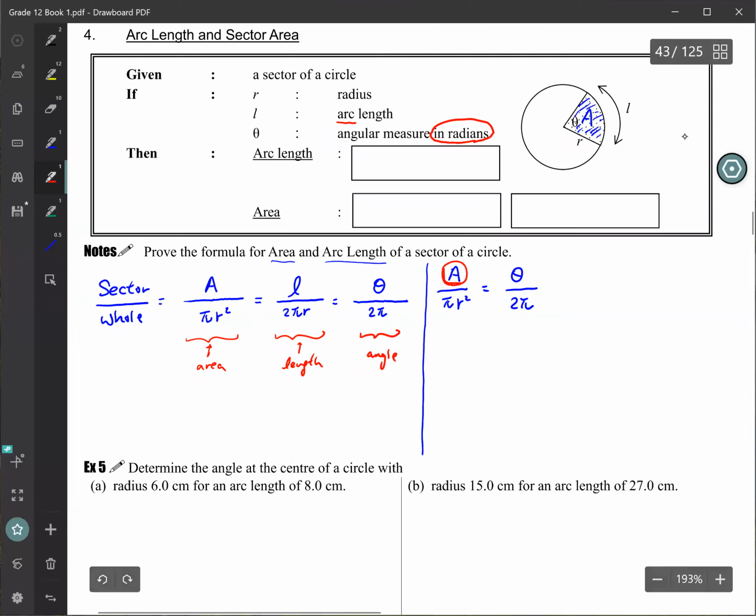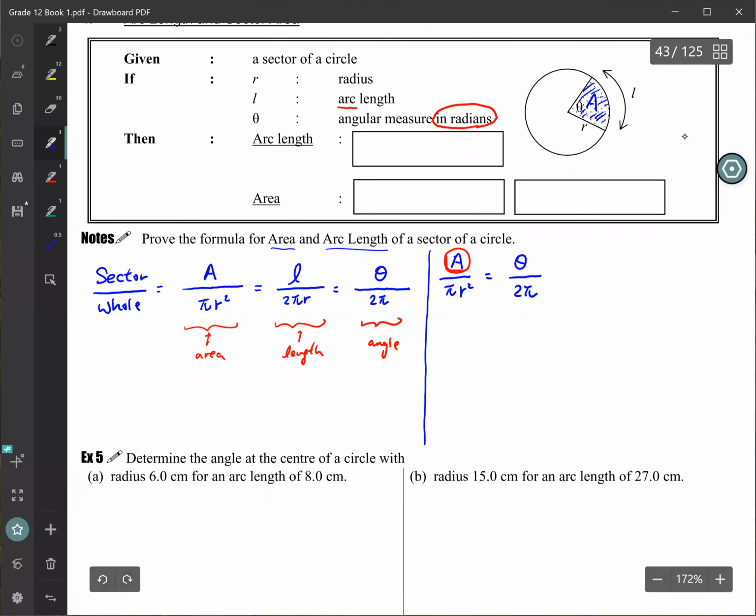Once you isolate the area, please raise your hand. And if you see anything that can be reduced or canceled out, you can do that too.